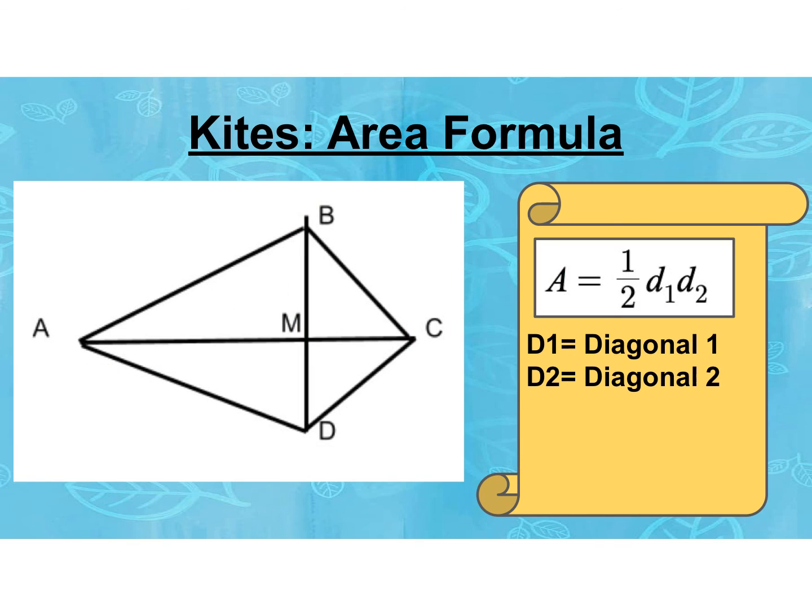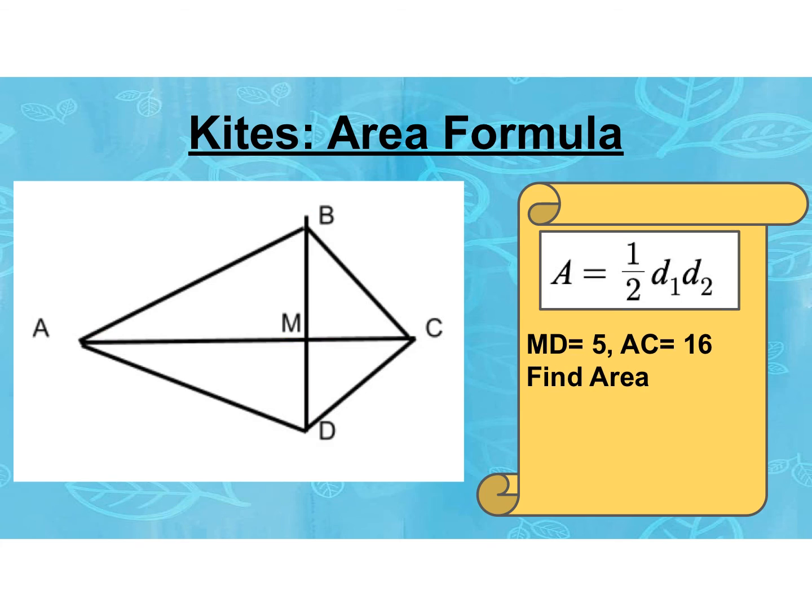And the area formula. This one's quite different. This uses the diagonals in order to find the area. So D1 is diagonal 1, D2 is diagonal 2. So you take your diagonals, D1, D2, doesn't matter what's short or long, you're multiplying them, and then you're going to either multiply them by 1/2 or divide by 2.